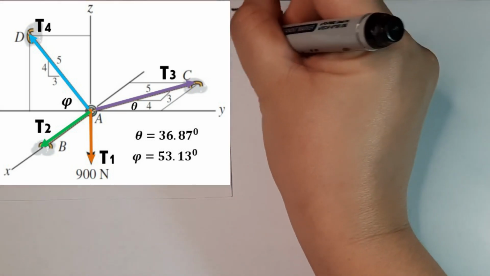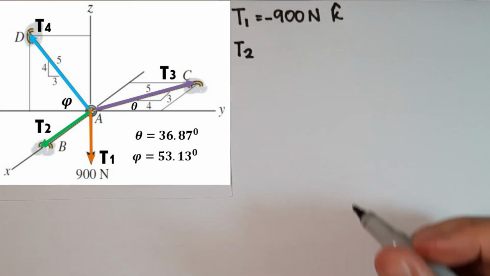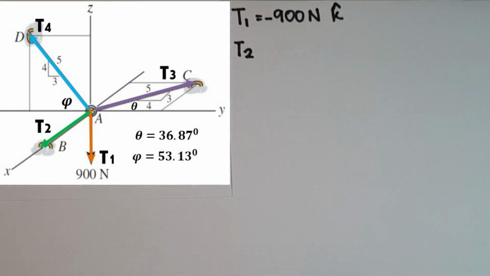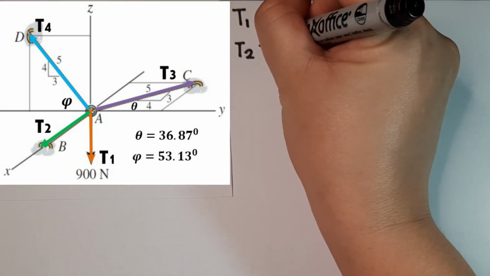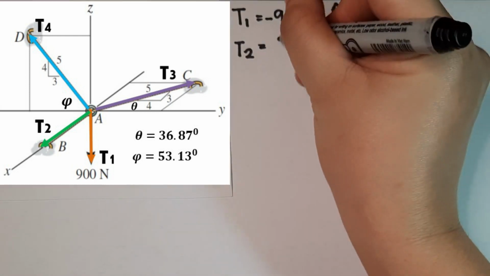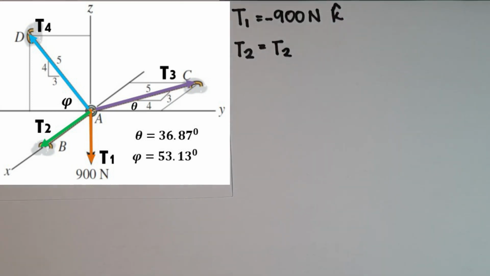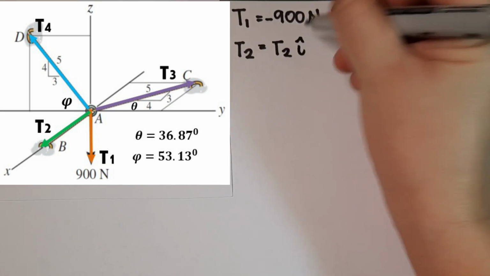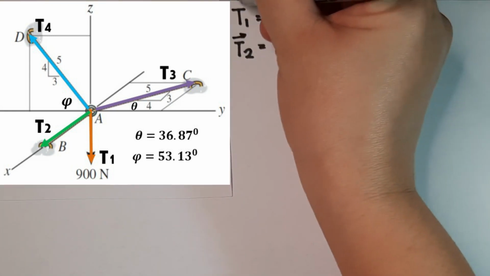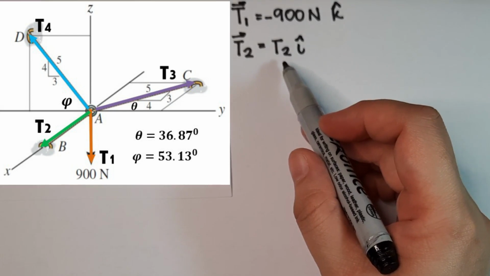While for T2, it is directly along x only, but this time we don't know the value, so we will just write T2. Since this is a force, I will write T2, that is the magnitude, and since that is along positive x, I will write here i hat. So again, this is a force vector, and this is a magnitude.